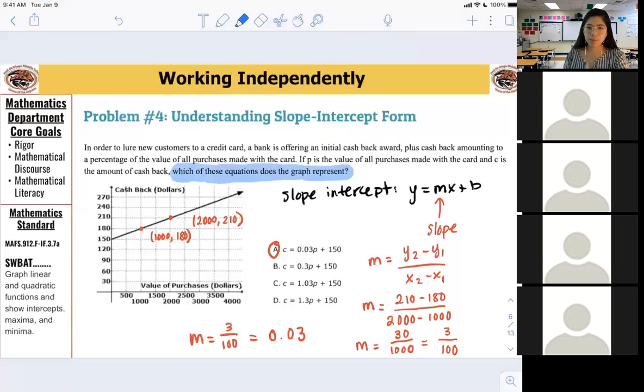So what we had to do in this problem was calculate the slope. Pick 2 points, you can either use rise over run or the slope formula. And then with that, we realized that the slope was 0.03. So we got 3 over 100, but then we converted that to a decimal and we got 0.03, which matched with answer choice A. All of them had the same y-intercept, so that was not going to help me out in this problem. Questions on number 4?